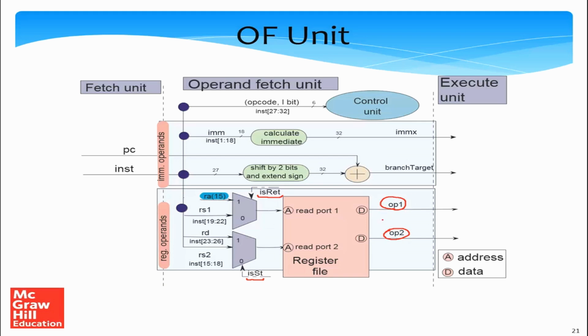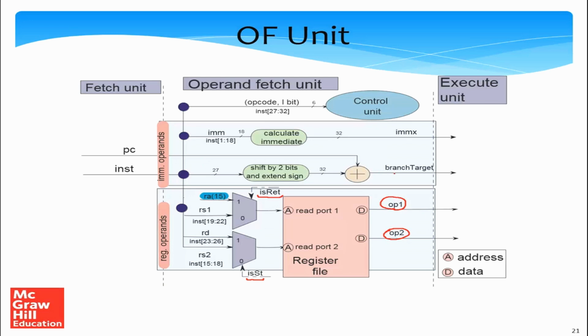In the case of a normal ALU instruction, they contain the first and second register source operands. And if it's a return instruction, OP1 will contain the return address. And if it's a store instruction, OP2 will contain the register whose value needs to be stored, and OP1 will contain the base register. So in any case, let's refer to these fields as OP1 and OP2.